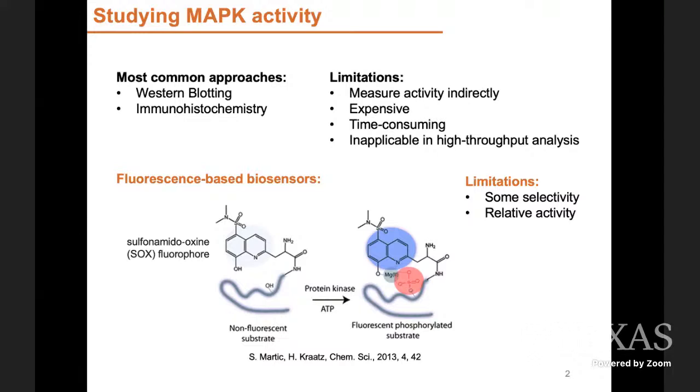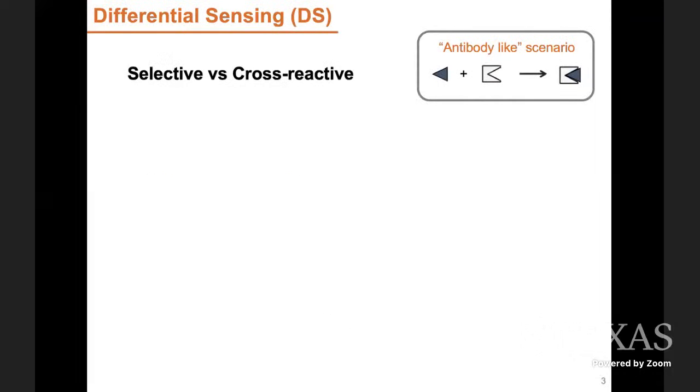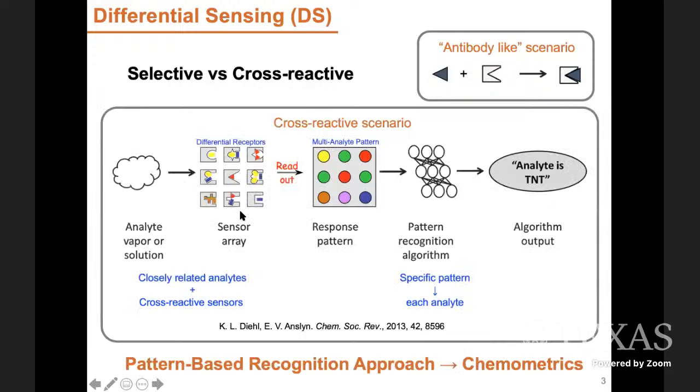Also, they report the fold change of the fluorescence intensity, so they do not measure the absolute quantification of the target kinase. But differential sensing could solve these problems. We are thinking to use cross-reactive sensors instead of highly reactive and highly selective ones, then using chemometric tools to get the information, which is based on the pattern-based recognition approach.